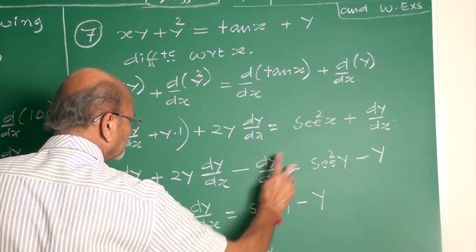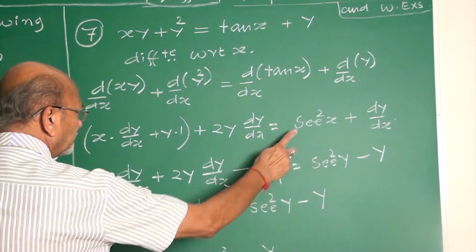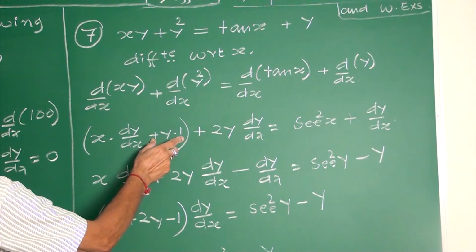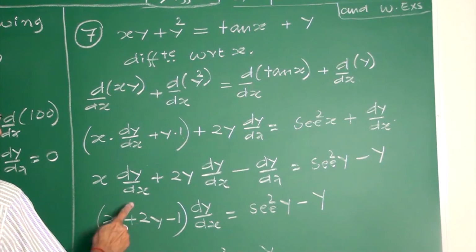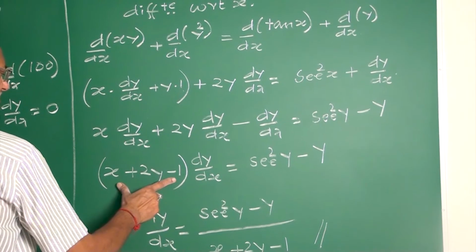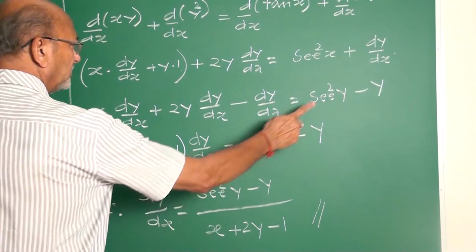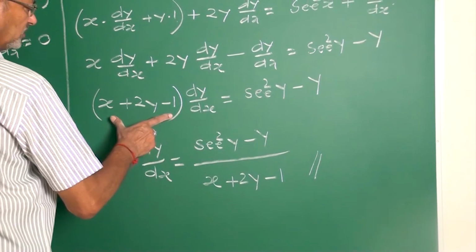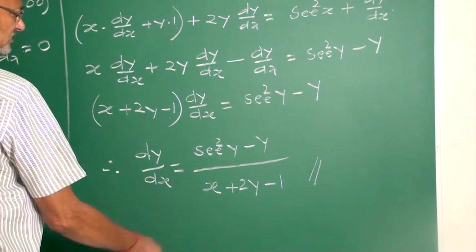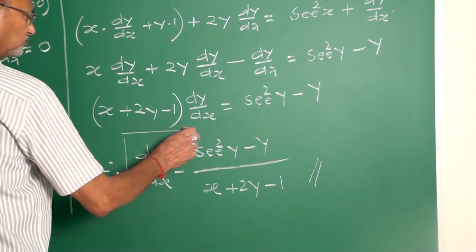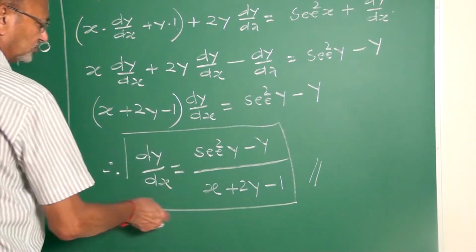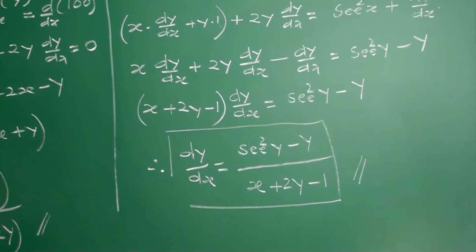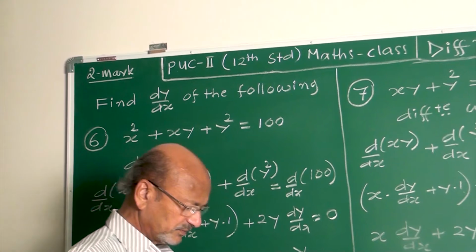Shift from RHS to LHS, this plus becomes minus. Keep it there only while free. One more is there, this is plus y. Shift that side, minus. Dy by dx is common. This equal to sec square y minus y. Solve for dy by dx: sec square y minus y upon x plus 2y minus 1. This, my friends, is the solution of this, on the same lines as the previous. Yes, copy it, my friends. One minute time.